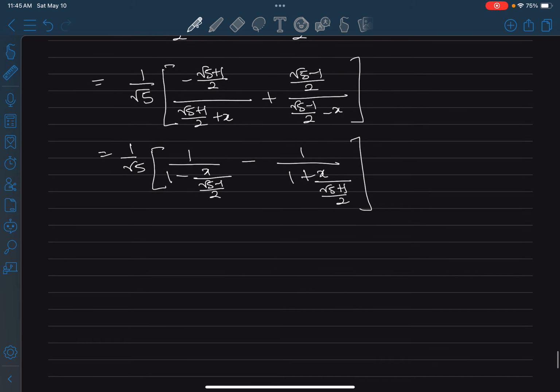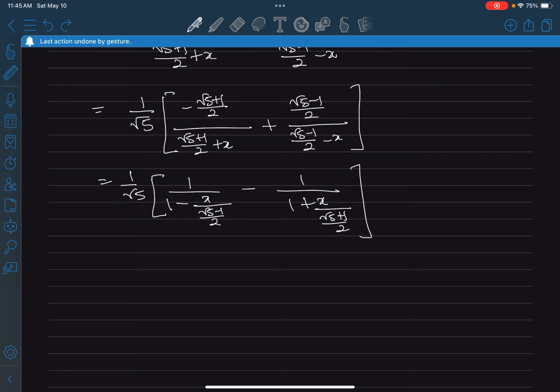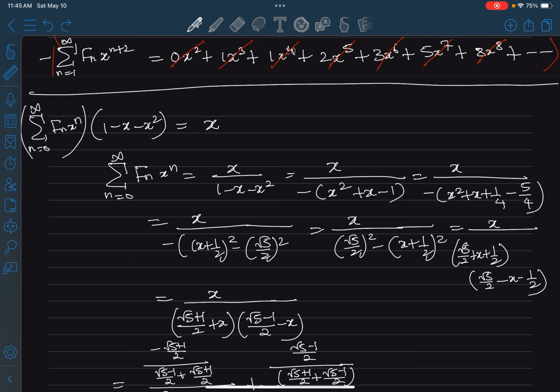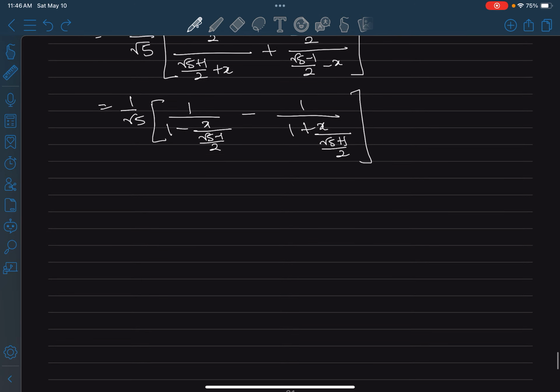Now, if I use a geometric series, notice that here I need to assume that the modulus of x is less than (√5 − 1)/2 in this case, and (√5 + 1)/2 in this case. And it turns out I can make that assumption, right? Yeah, I can just make that assumption, because I can take that number. I can just choose x to be that number.